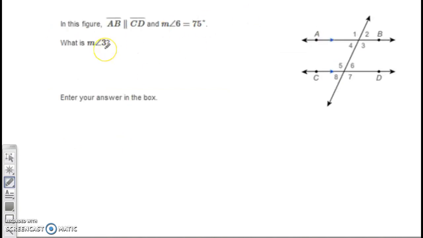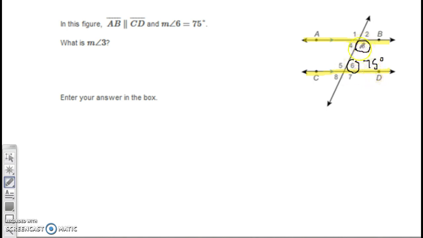All right, so in this figure, it says AB is parallel to CD. Let me go ahead and mark those. And then it says the measure of angle 6 is 75 degrees. What is the measure of angle 3?